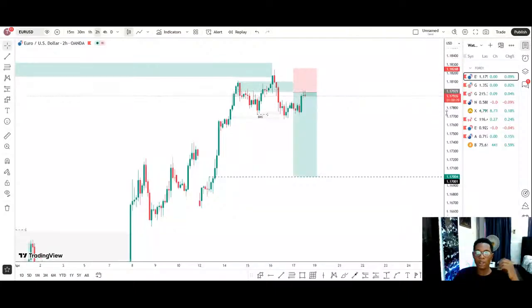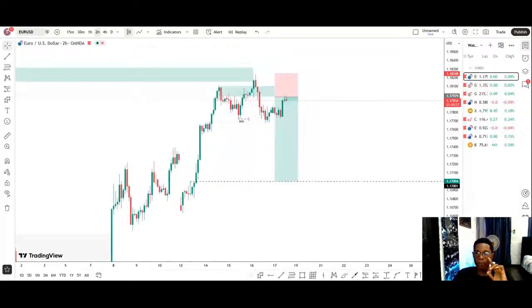Let's see if something will really happen on EU. And also, if you are going to be part of this particular setup right here, this setup might last for the week. We might probably hold it straight to the end of the week. So we have EUR/USD. Let's see what this particular pair will do, guys.